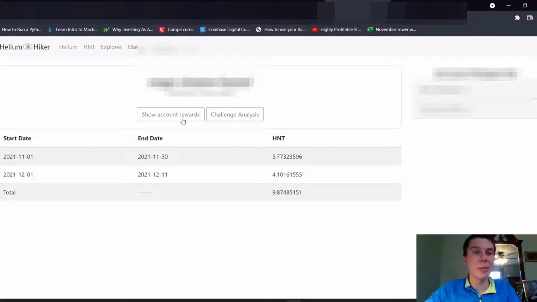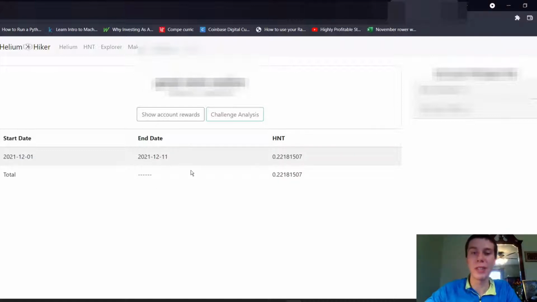And this one has actually been doing pretty good for me. And then the last one here, obviously, this new one that I just got up and running a few days ago, only earned around 0.22 HNT, but that's fine. It's been doing pretty well, around 0.2 per day. So I hope that we can get maybe 5 or 10 over the course of the month.